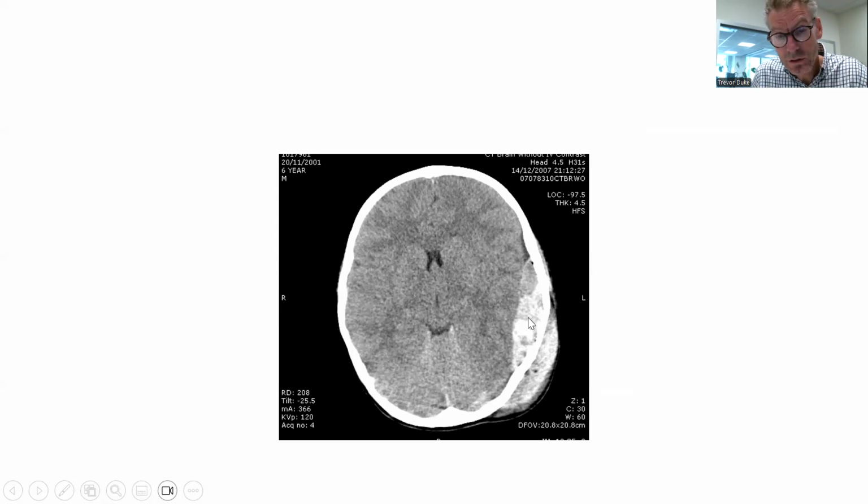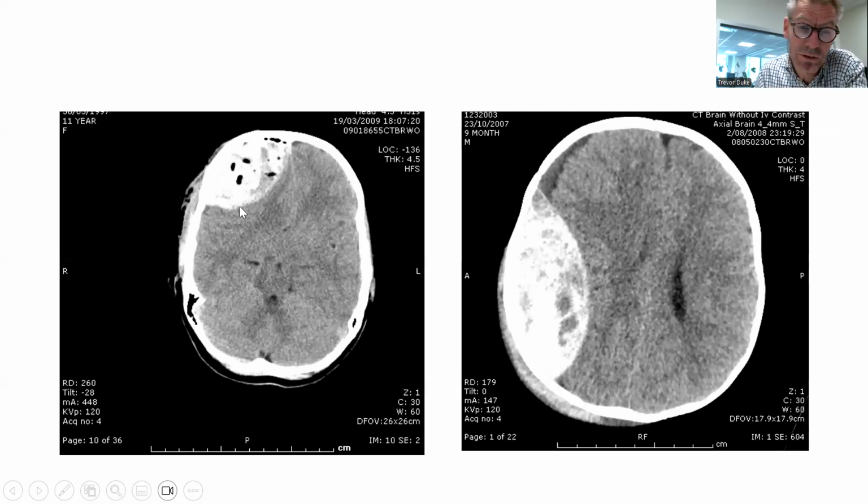So again, this is a brain that's under some pressure, some pressure related to the subdural hematoma. Now, I said there's a difference between extradural and subdural hematoma. A subdural hematoma looks a bit more convex in nature, whereas an extradural hematoma looks more like this. So these are two extradural hematomas. The one on the left-hand side is a 9-month-old child who had an injury to the middle meningeal artery and got a large extradural hematoma.